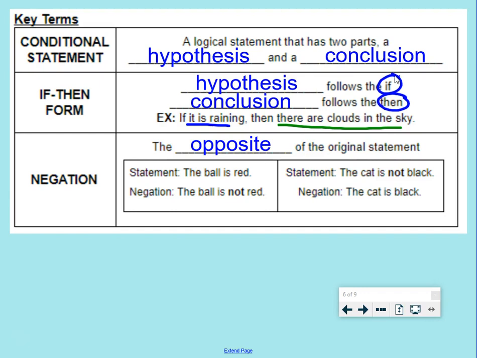The opposite of the original statement is called a negation. So that usually just adds the word not. So if we have a statement, the ball is red, your negation would be the ball is not red. Statement, the cat is not black, your negation would be the cat is black. So just the opposite of the original.